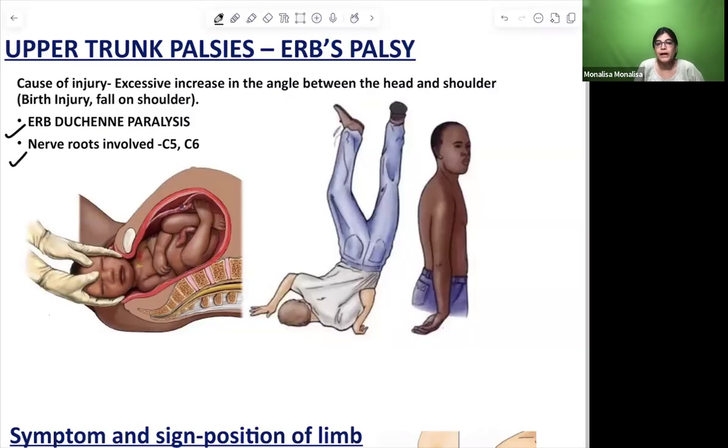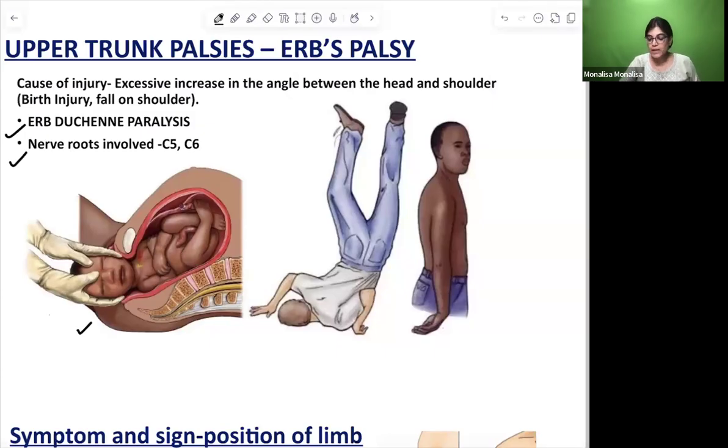In the injury of the upper trunk, where the root values C5 and C6 are injured, the common mode of injury is difficult vaginal delivery, with excessive increase in the angle between head and shoulder. This can lead to upper trunk brachial plexus injury. The other form of injury is someone falling from a height and landing on the ground. There is excessive stretching of head, neck and shoulder, and the patient will have obstetric paralysis.